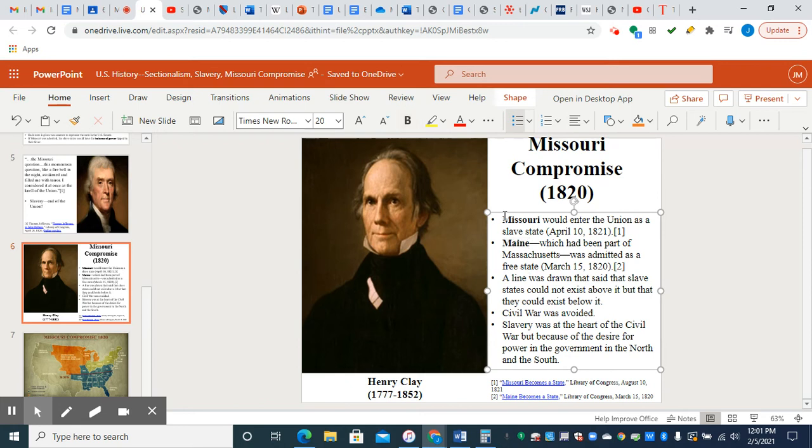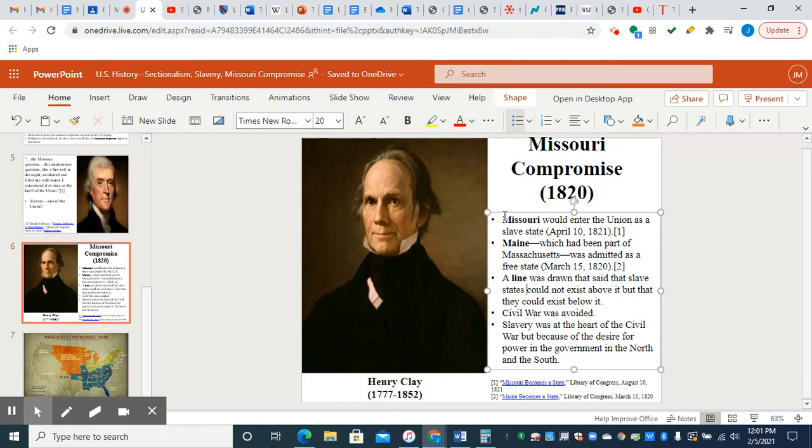Okay? But now they have this issue of where will slave states be geographically and where will free states be geographically? So what they came up with was they drew a line, an imaginary line across the country to say that slave states could exist below the line. New slave states could exist below the line. There were some slave states that existed above the line. But new slave states could not come into the Union above the line after this point in history.